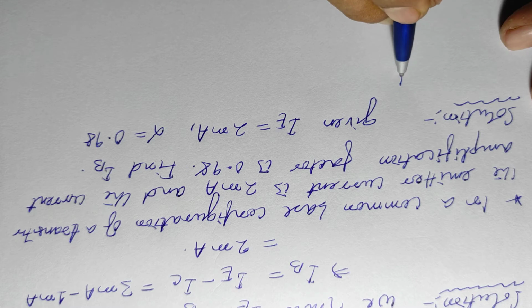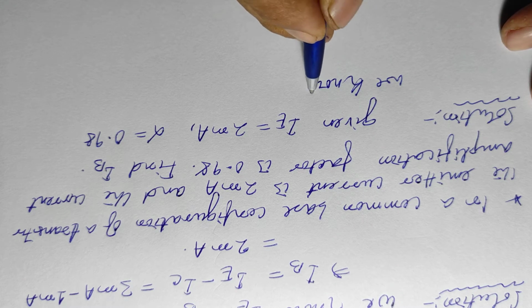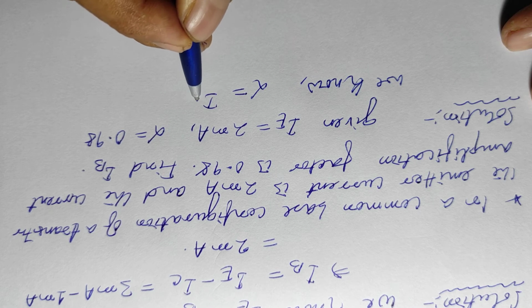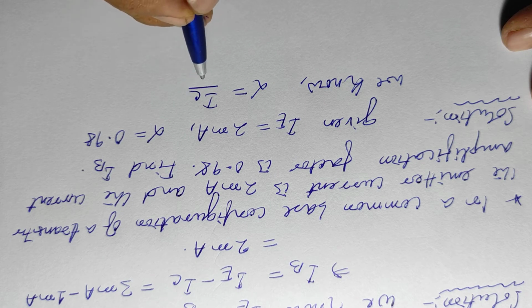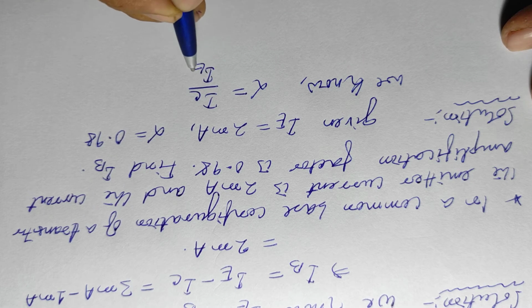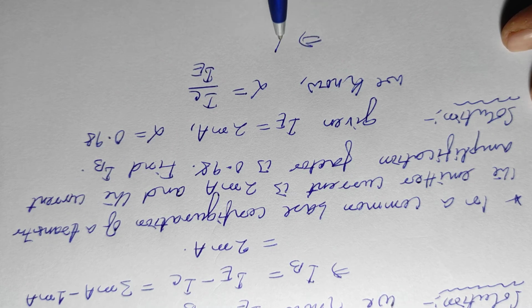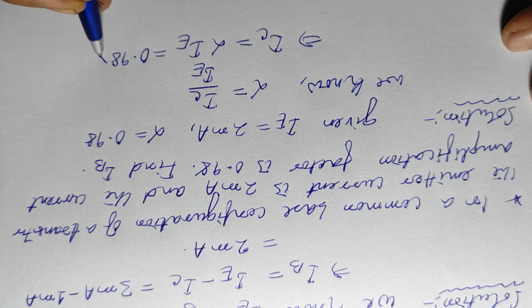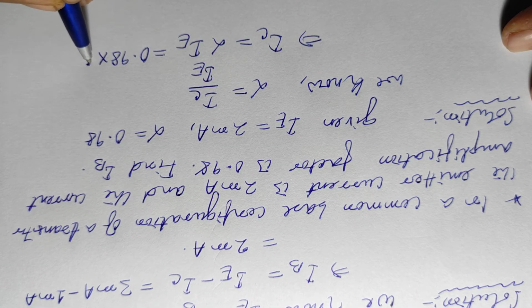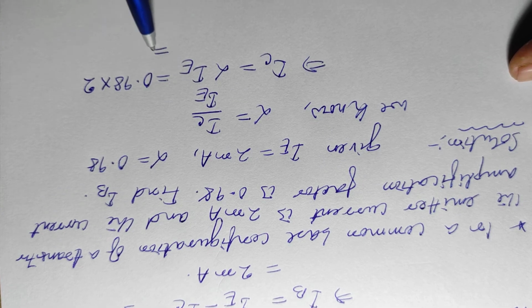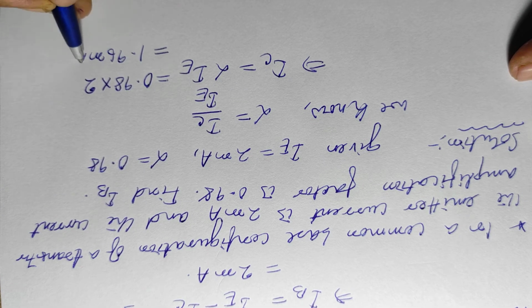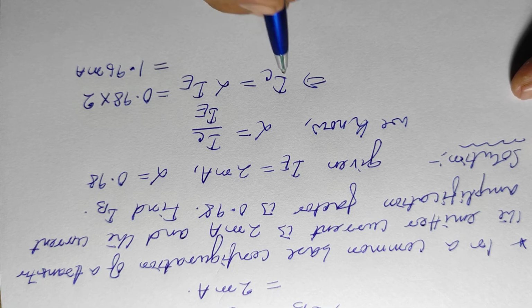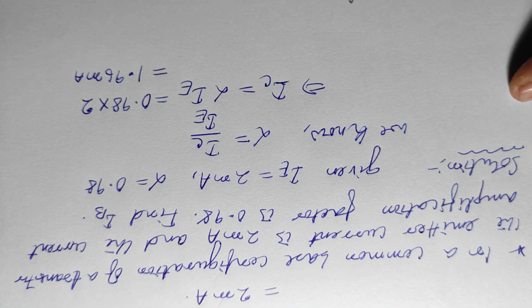Clear? And we know alpha is equal to IC, change in collector current to the change in emitter current. That means IC by IE. Clear? So by cross multiplying, IC is equal to alpha into IE. So alpha is 0.98 into IE is equal to 2 milliampere. So it will be equal to 1.96 milliampere. Clear? So now IC is known, IE is known, so you can find out IB.